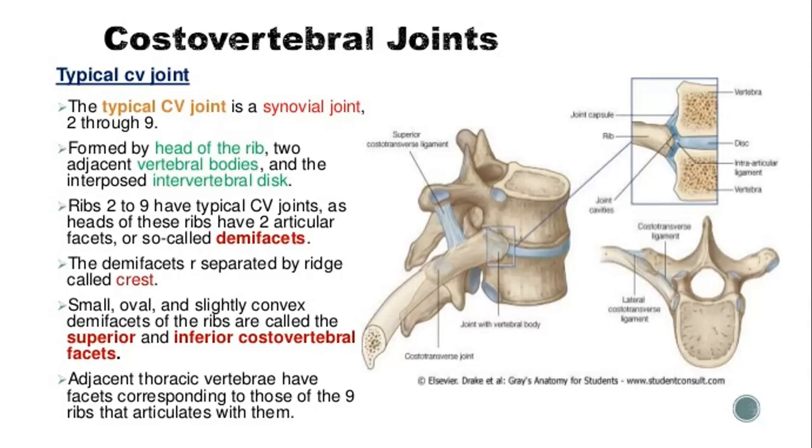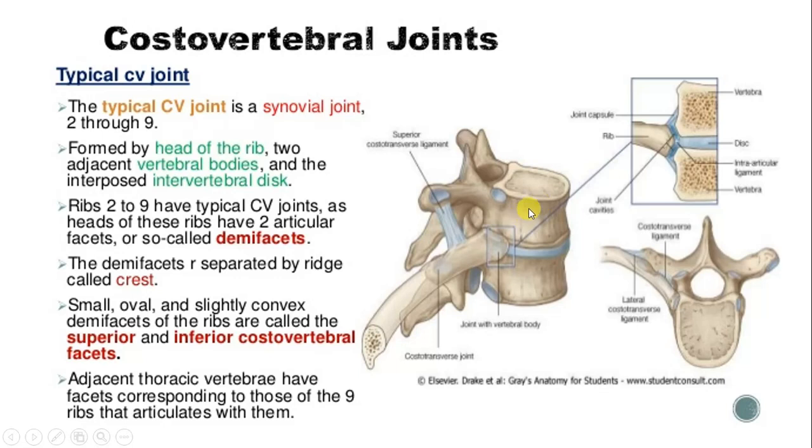So first we see the costovertebral joint. This is a typical costovertebral joint, a synovial joint, from the second to the ninth. The second through ninth is the typical costovertebral joint. Here you see the first one is not included, and the 10th, 11th and 12th are also not included in this. The typical ones; they will be atypical.